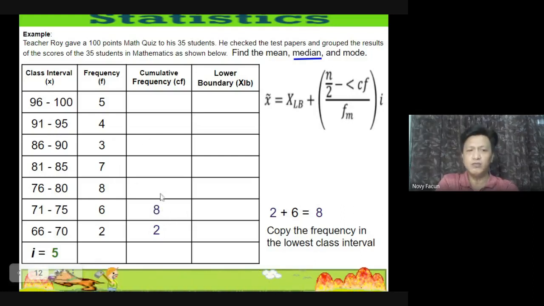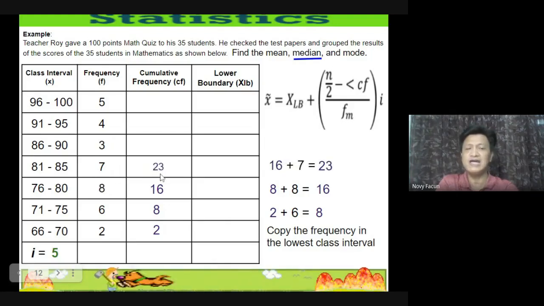And the third one would be, same procedure, i-add lang ulit natin yung kasunod niya. Kaya 8 plus 8, that is equal to 16. And then, same pa rin yung procedure natin. 16 plus 7, that is equal to 23. Kaya yun po ilalagay natin. And same procedure, no? Until you finish the cumulative frequency. And then, punta na tayo sa total frequency. Yun yung n natin. How are we going to get the total frequency? Add lang natin yung 5 plus 4 plus 3 plus 7 plus 8 plus 6 plus 2. And that is a total of 35.